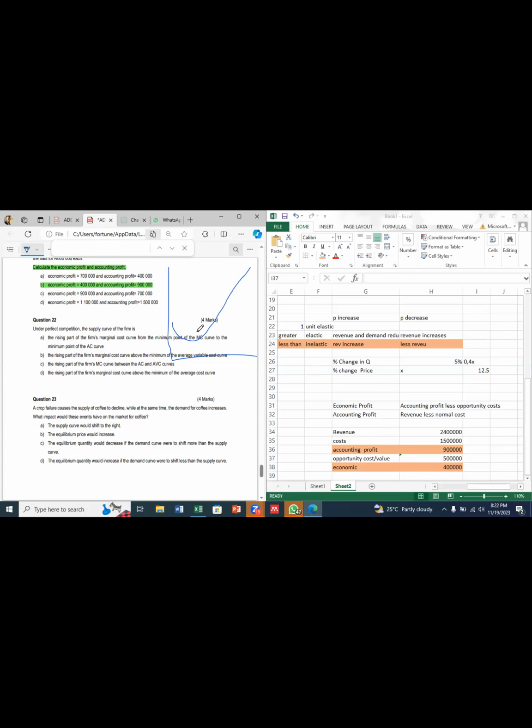So the rising part of the marginal cost curve, which is usually above the minimum point of the average variable cost, is what is regarded as the supply curve of the perfectly competitive firm. So the rising part of it, above the average variable cost, is the supply curve. The reason why it is above the average variable cost is because firms only operate as long as they're able to cover their average variable costs.